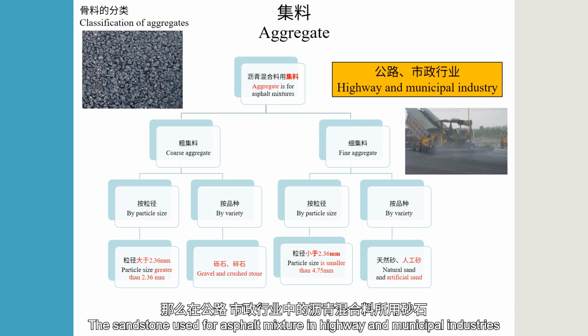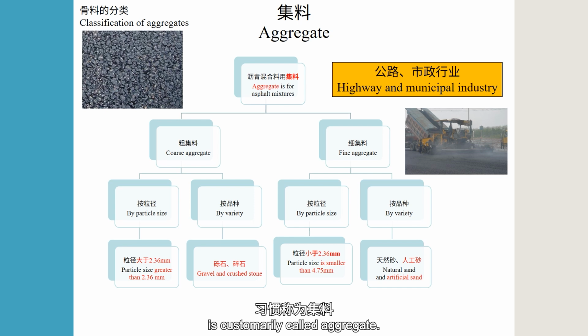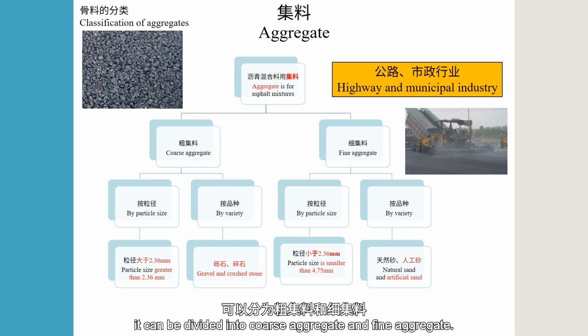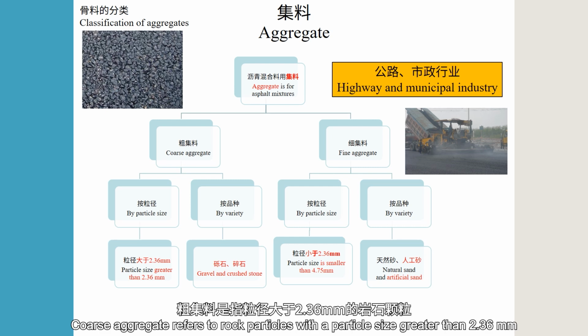The sandstone for asphalt mixture in highway and municipal industries is customarily called aggregate. According to the particle size, it can be divided into coarse aggregate and fine aggregate. Coarse aggregate refers to rock particles with a particle size greater than 2.36 millimeters, while fine aggregate refers to rock particles with a particle size less than 2.36 millimeters.